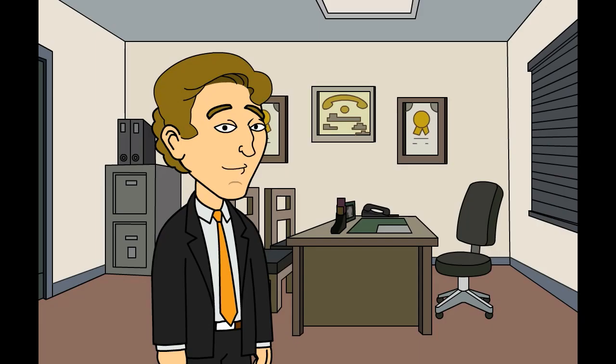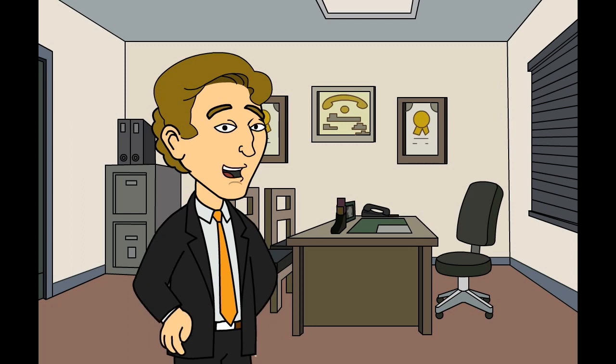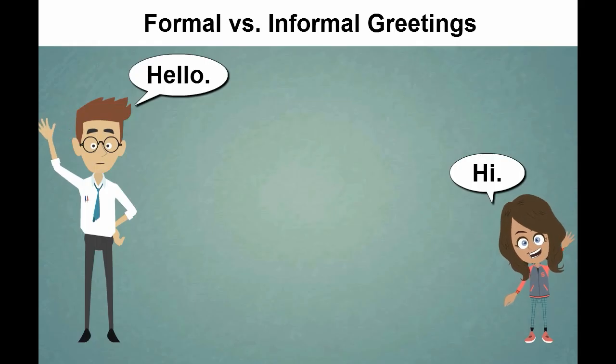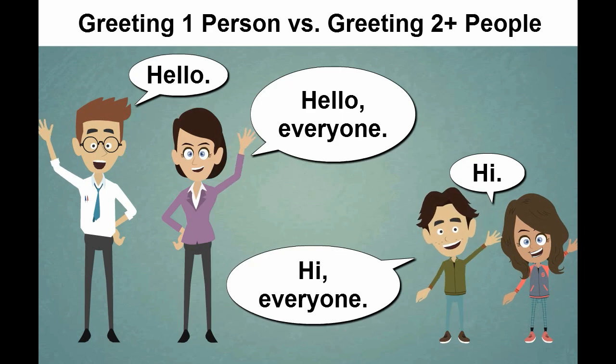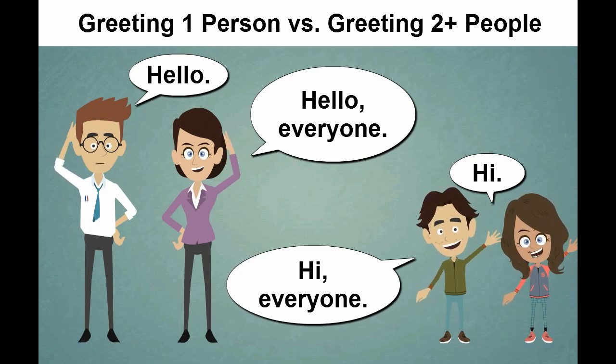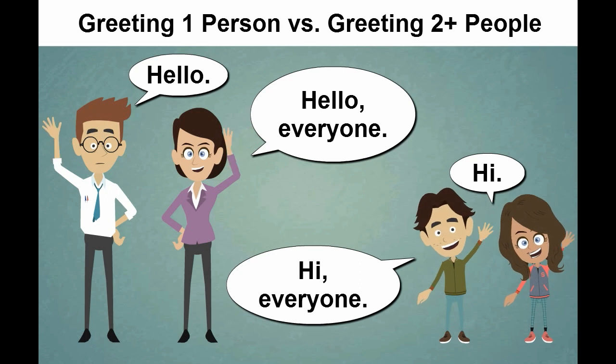After this lesson, you will know how to greet individuals and groups of people, in both formal and informal ways. You'll also learn several ways to say goodbye, or see you later. Like English, the Swiss German language has two different types of greetings, formal and informal. When greeting two or more people, the Swiss also add a word after the greeting, to show that they are speaking to more than one person. It's like saying, hello, or hi, everyone.